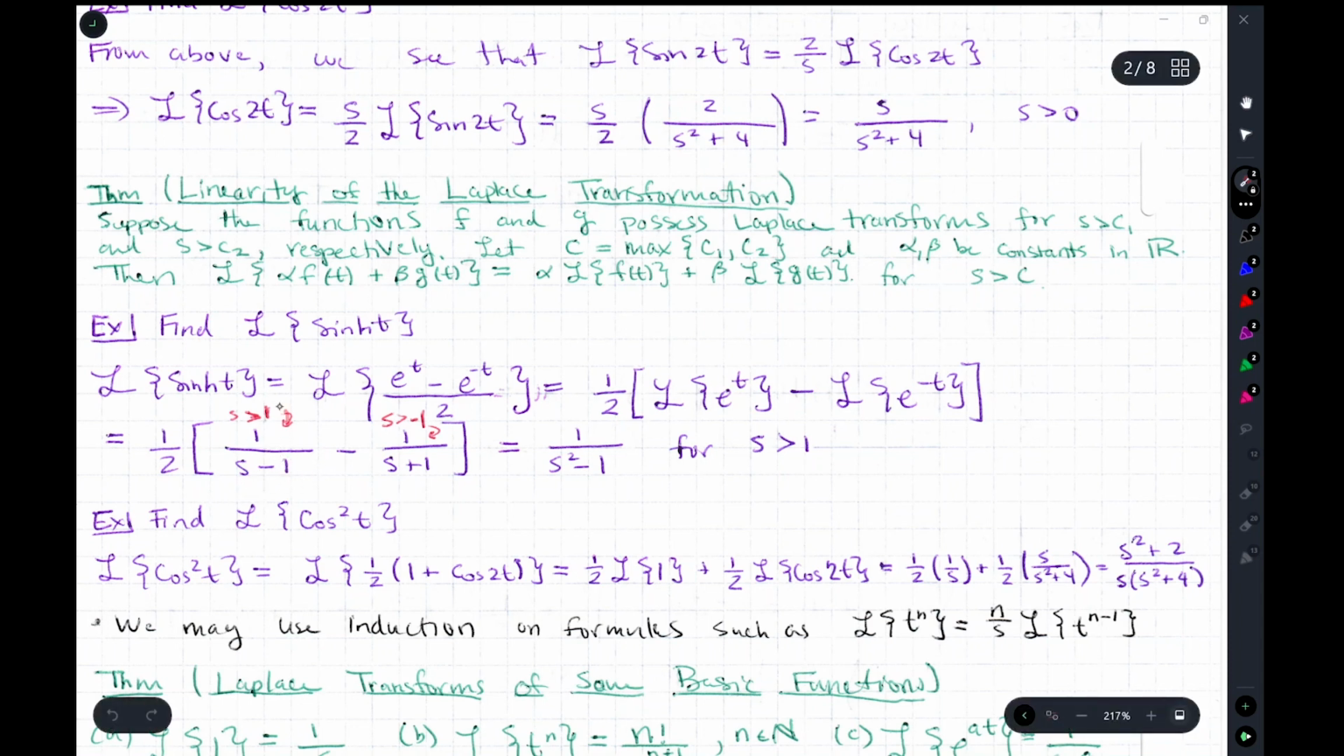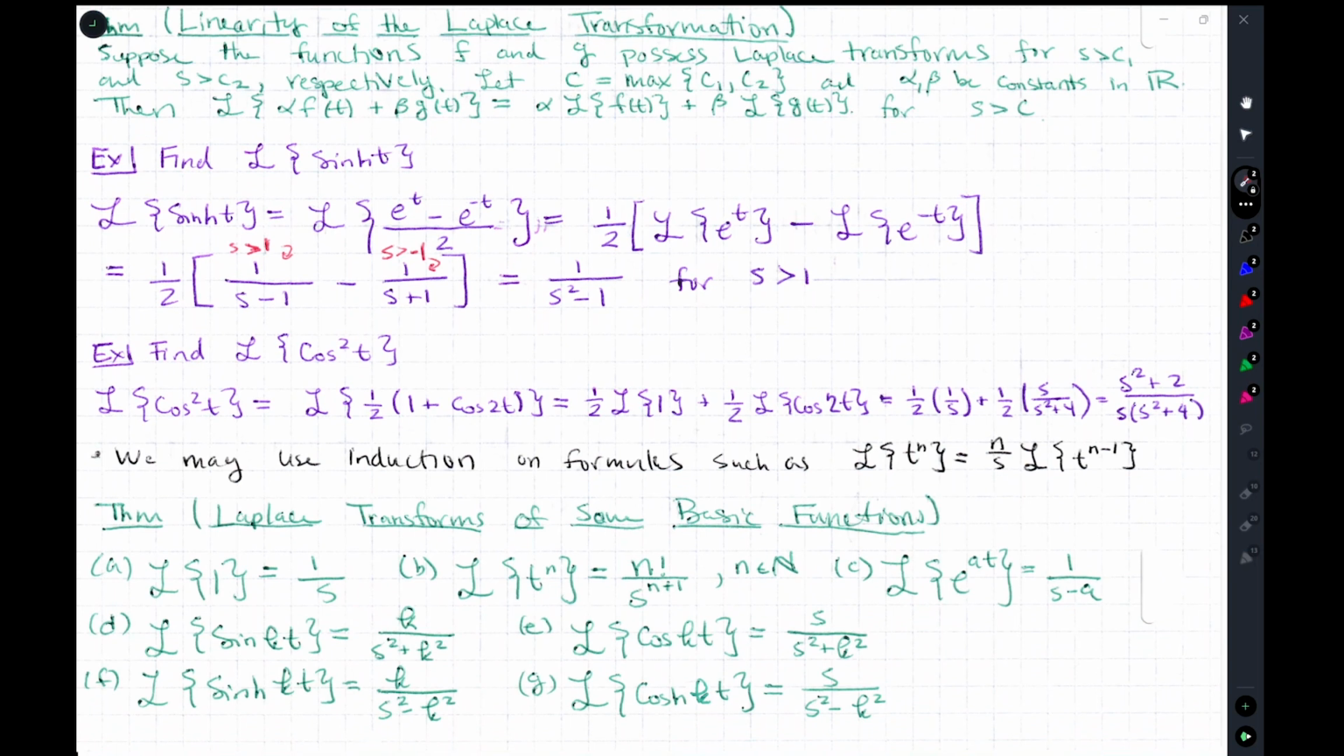And notice that this here converges when s is strictly greater than 1, and this converges when s is strictly greater than negative 1. So this has a larger domain, if you will. But nevertheless, we take the smaller of the two domains, or the larger of the two lower bounds. That's saying the same thing. So s is strictly greater than 1 here for the domain, and when we combine these two, we get 1 over s squared minus 1. Of course, we have that half there. So we'll get this expression there for sinh t.